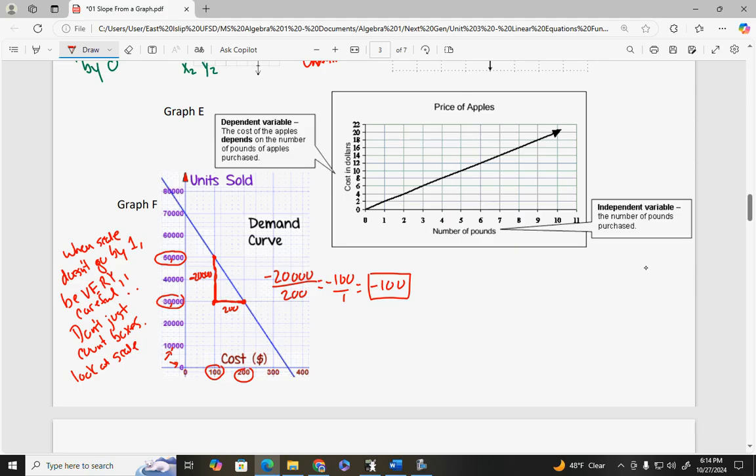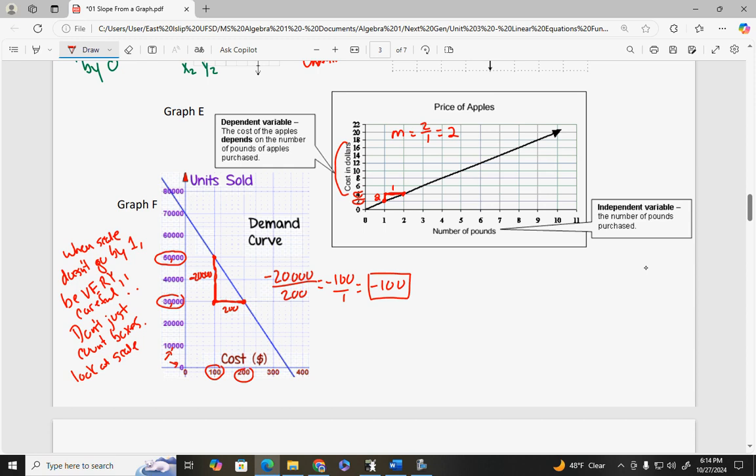Let's take a look at graph E, the price of apples. If we pick this point and this point even, lots of people would like to tell me it's 1 over 1, but that's false. You can't count boxes. Right here, when I go up one box, look at your scale. I'm going from 2 to 4. I really went up 2. And here, when I go over one box, I am going over 1. This slope is 2 over 1, which is the same thing as 2.